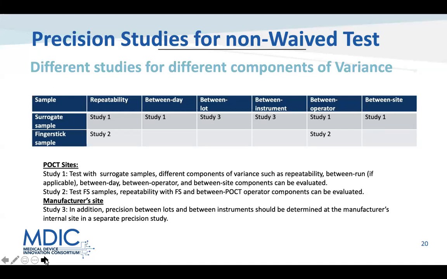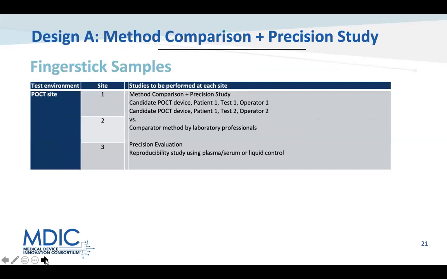Then in study 2, you're basically looking at the between point of care operator component. So that is using the fingerstick or the venous sample if it's also looking for a venous indication. And the third one is the internal site or the manufacturer site. In addition to the precision between lots and between instruments, differences can be done at the internal site in that study. So basically you have 2 studies done at the point of care test site and 1 study done at the manufacturer test site. That will give you various components of the precision we're looking for. So if you get to the next slide, please.